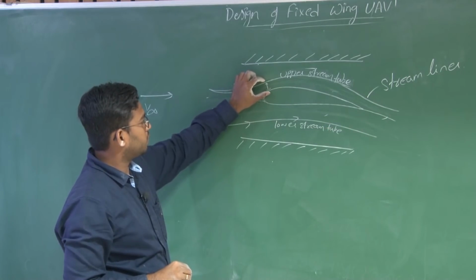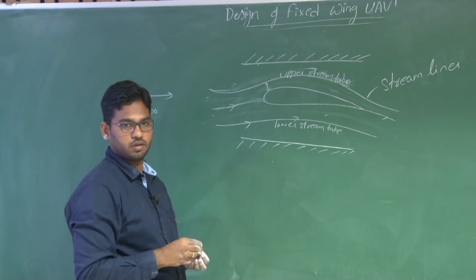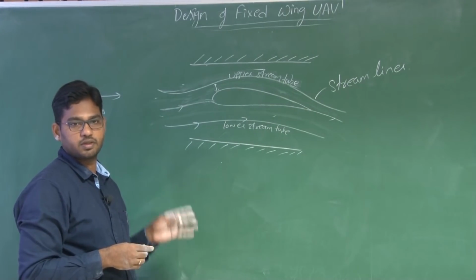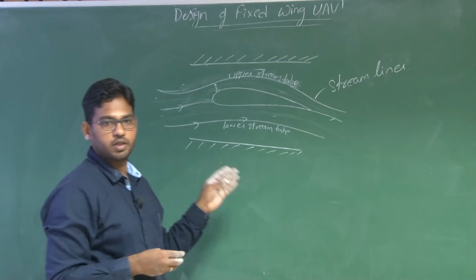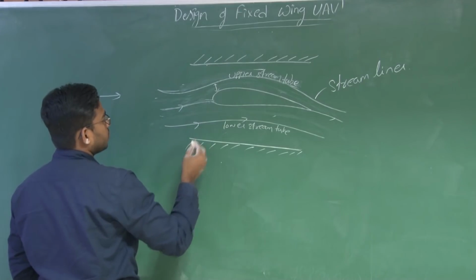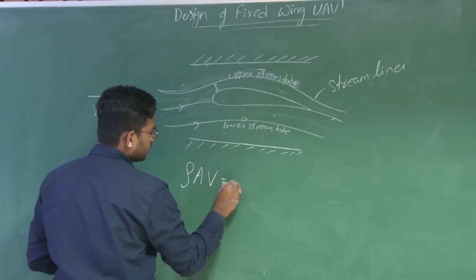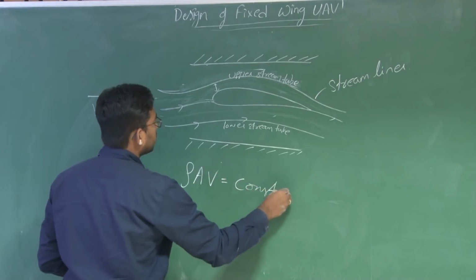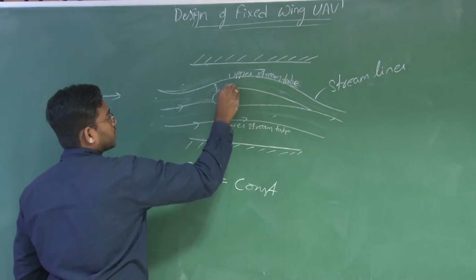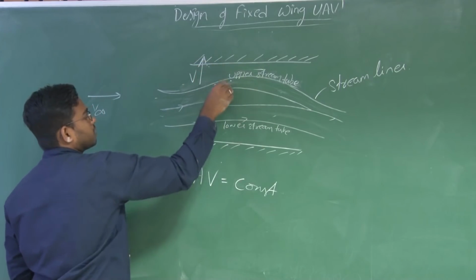Now, due to this curvature, the cross-sectional area of this stream tube reduces. Considering an incompressible flow, the density throughout the flow remains constant. Now, using the continuity equation, rho A V equals constant. If the cross-sectional area decreases, the velocity has to increase here. So V increases here.